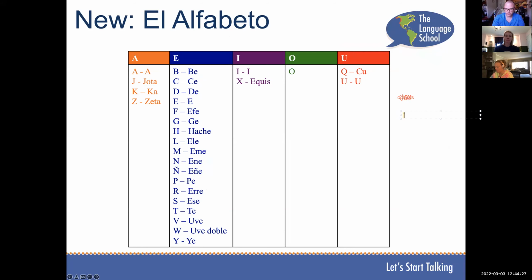So we get O, A, E. Dólares. If we go back to the vowels, A, E, I, O, U, here we have O, A, E. Dólares, dólares, okay?